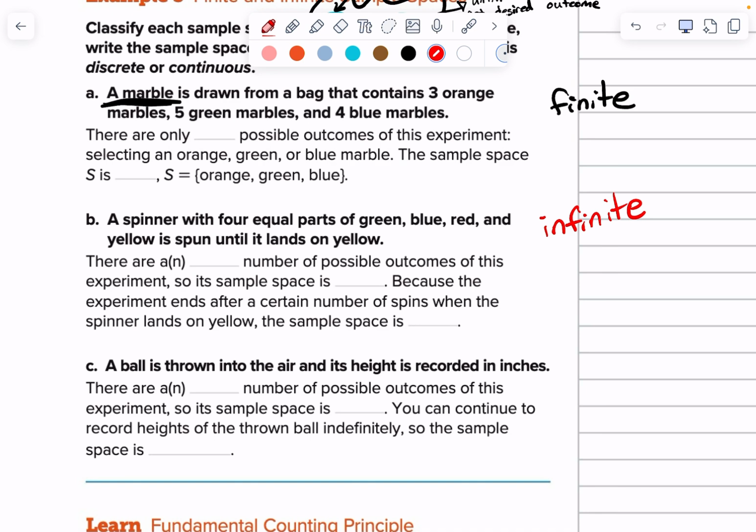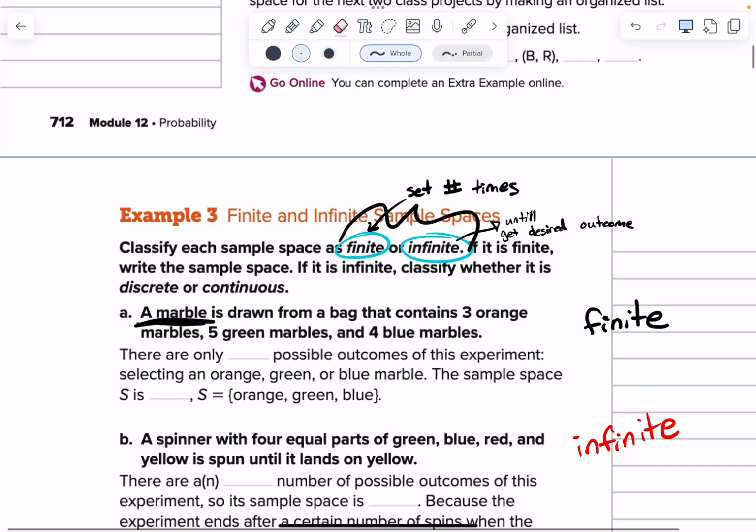Okay, what about C? A ball is thrown into the air and its heights are recorded in inches. Infinite. I have no idea how many times I'm doing it, so it's going to be infinite. I could be going until I get 12 feet high on the nose. I don't know. Infinite. Got it? Questions about finite, infinite?